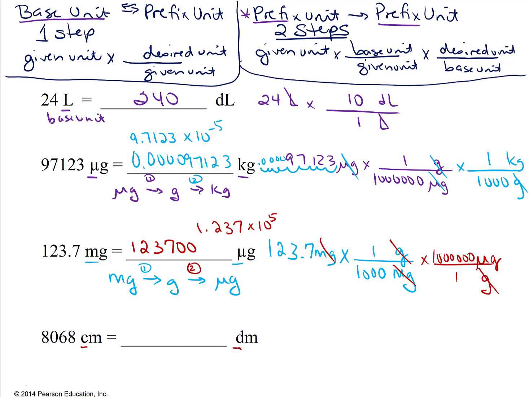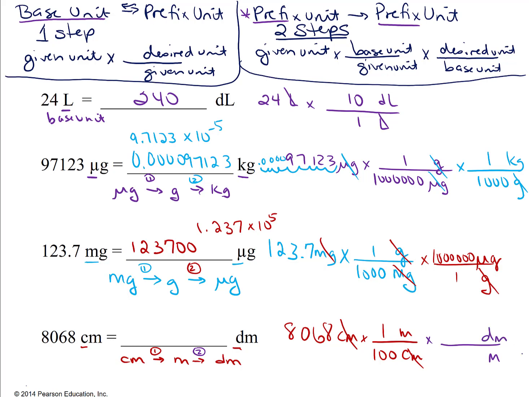8068 centimeters, decimeters, 2 steps. I got to go from centimeters to meters, and from meters to decimeters. 8068 centimeters, my starting point. Centimeters on the bottom, meters on the top, where I'm going in the first step. Centi means 100. Centimeters cancel. That finishes my first step, but I'm not finished. I now need to do the second step, times in one more line, meters on the bottom this time, decimeters on the top. Deci means 10. 10 decimeters makes 1 meter, or 10 deci makes the base unit. So now in this one, 8,068 times 10 divided by 100 will bring my number to 806.8.